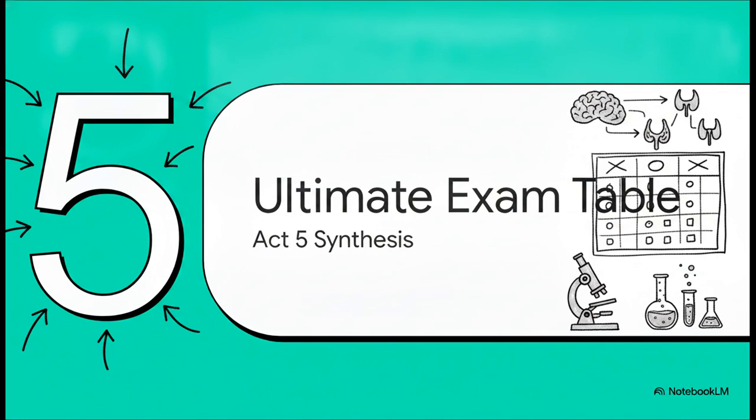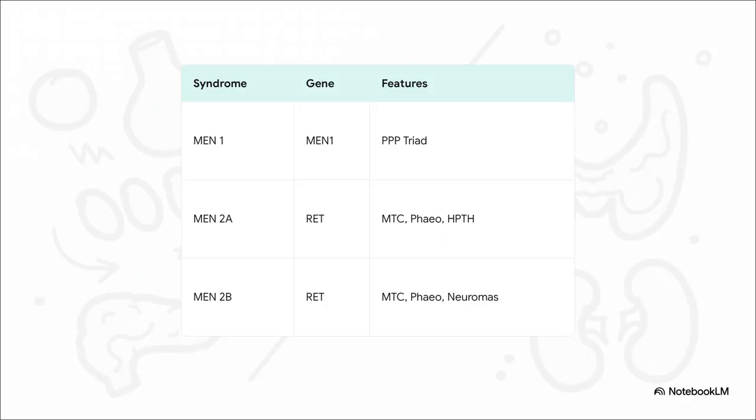Act 5. The ultimate exam review table. We've gone over all the individual pieces, and now it's time for the master synthesis. Seriously, if you take one thing away from this explainer, make it a mental screenshot of this summary right here. Let's read across. MEN1 is driven by the MEN1 tumor suppressor gene, and it's marked by that classic PPP triad: parathyroid, pancreatic, and pituitary tumors.